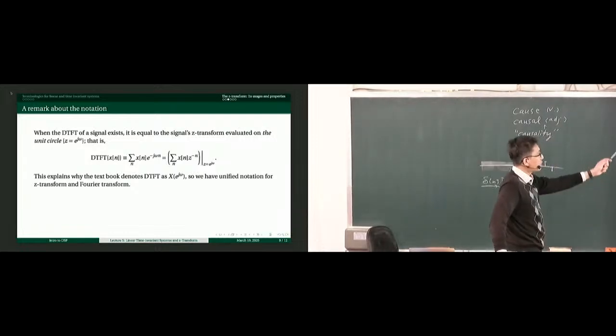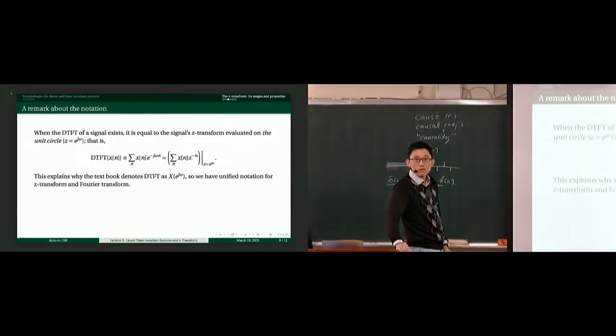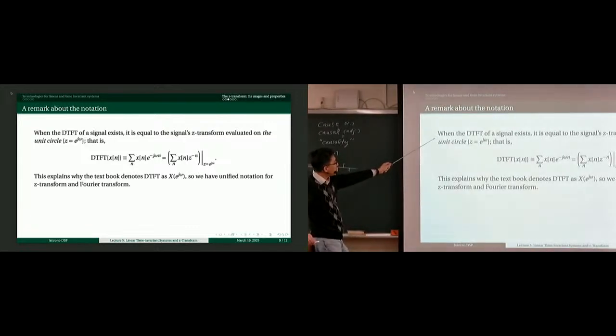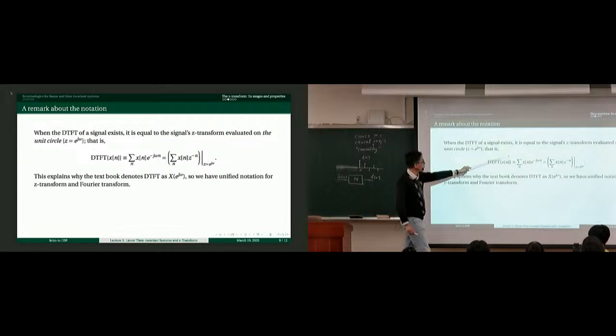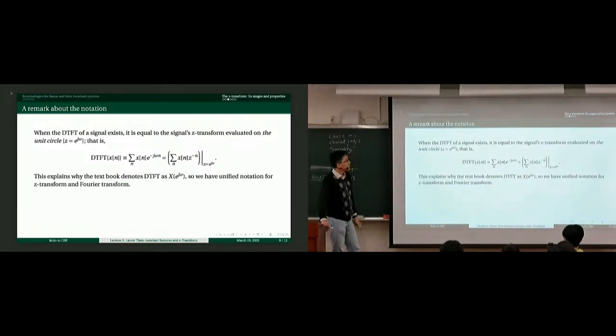And here is a remark about the notation. There is a relation between the Z transform and the DTFT, the discrete time Fourier transform. Let me read it. DTFT really is the Z transform evaluated on the unit circle. DTFT is equal to the Z transform evaluated on the unit circle. What is the unit circle? The unit circle is the circle with radius 1 around the origin.